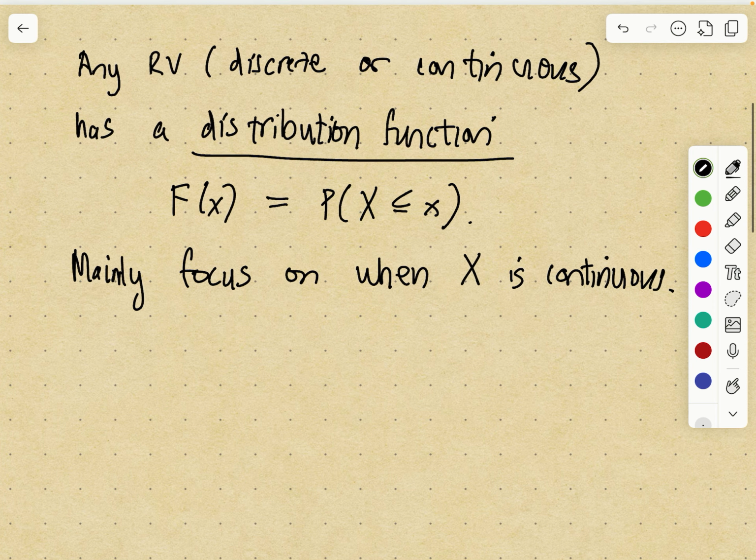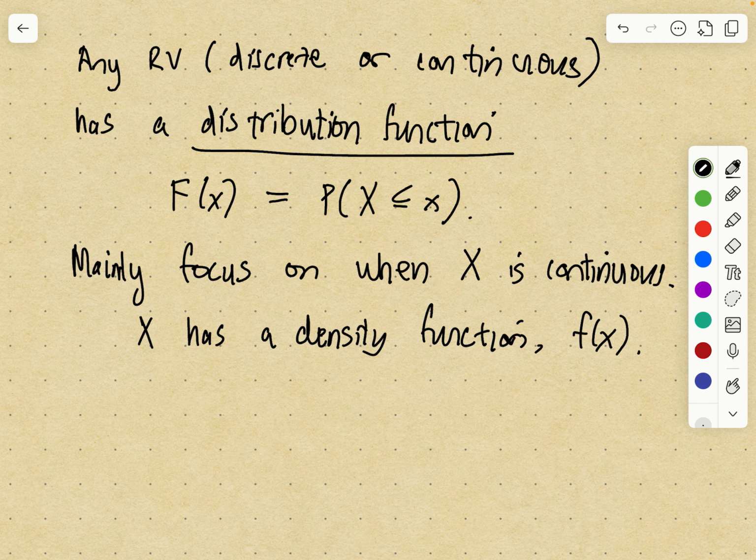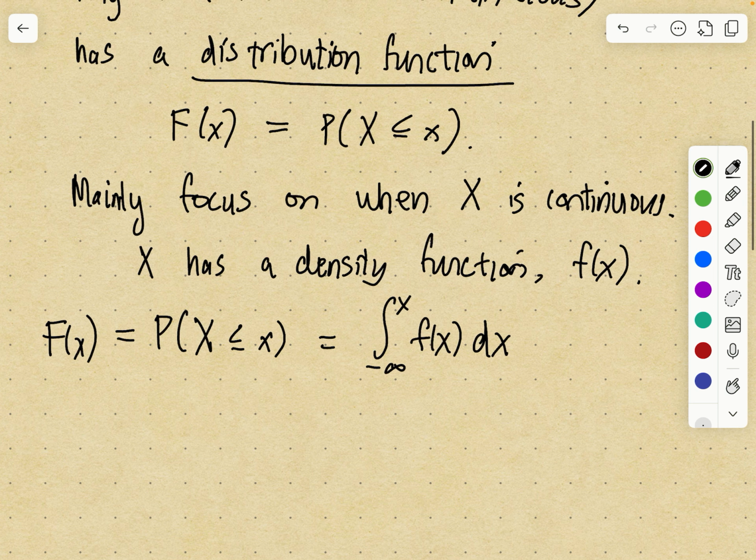Well, in that case, recall that X has a density function, say little f of x, then the probability that X is less than or equal to x is the integral from minus infinity to little x of f of x, right? And that's equal to capital F of x by definition. So that's the connection between the distribution function and the density function.